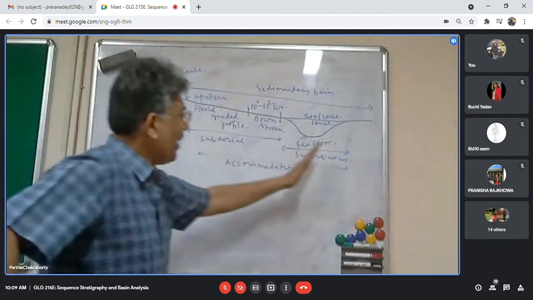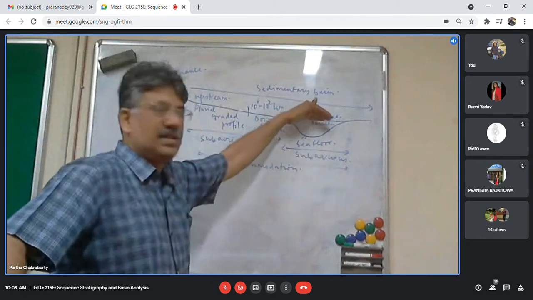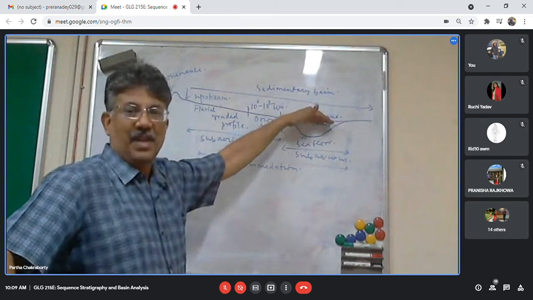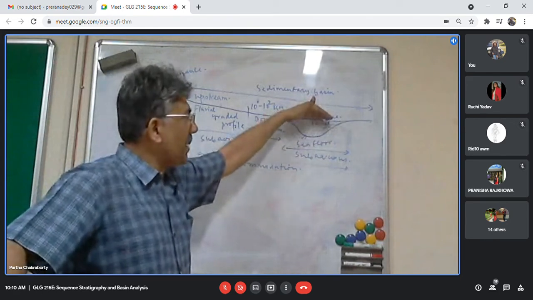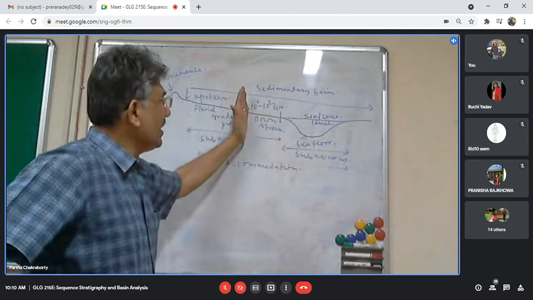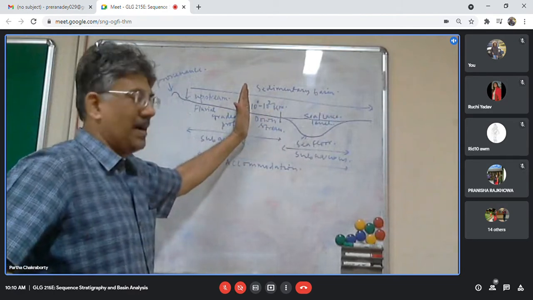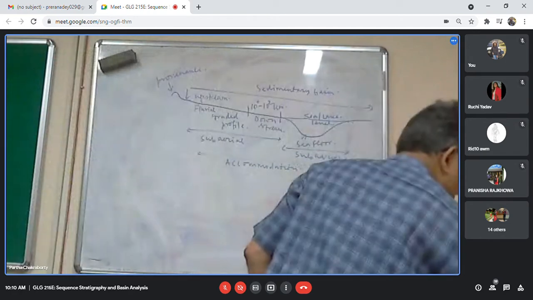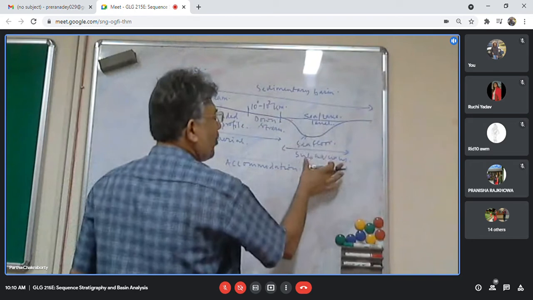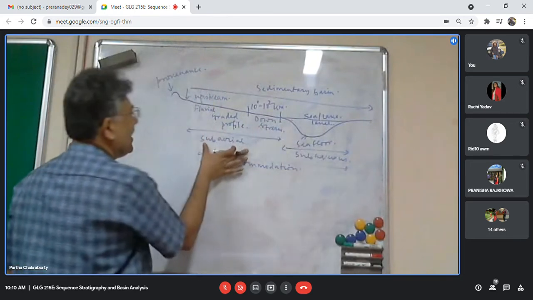Now in the subaqueous part you have the sea or the lake level, which is basically the controlling factor. This factor, which is operating in the subaqueous part, can also affect the sedimentation process up to this part. So this is the subaqueous accommodation, and this is the subaerial accommodation.